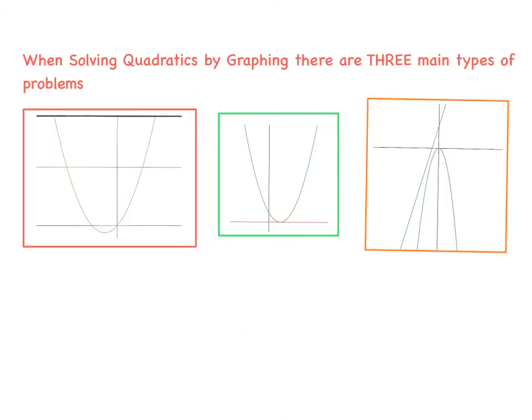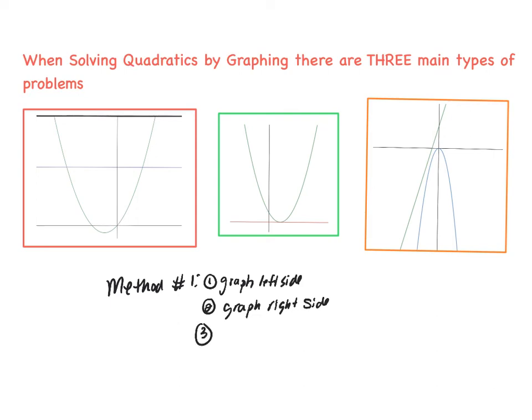So in summary, we looked at a lot of different methods, right? So I'm going to write a few things on the bottom here. Method number 1 was graph the left side, then we graph the right side, and then we looked for, sorry, I should say find, the points of intersection.